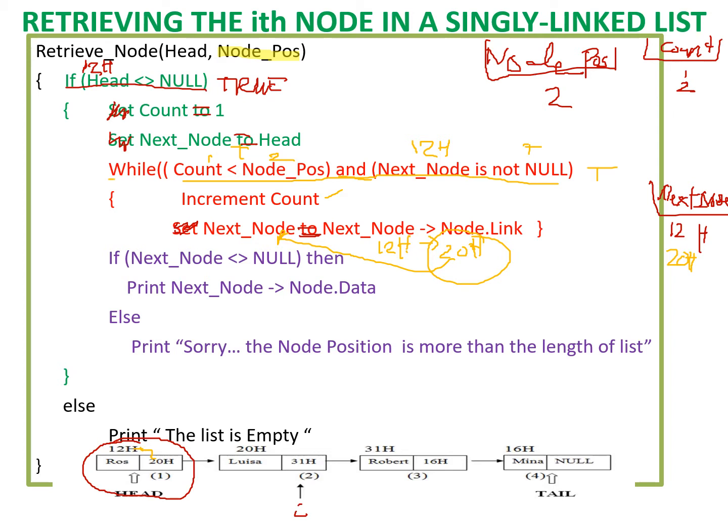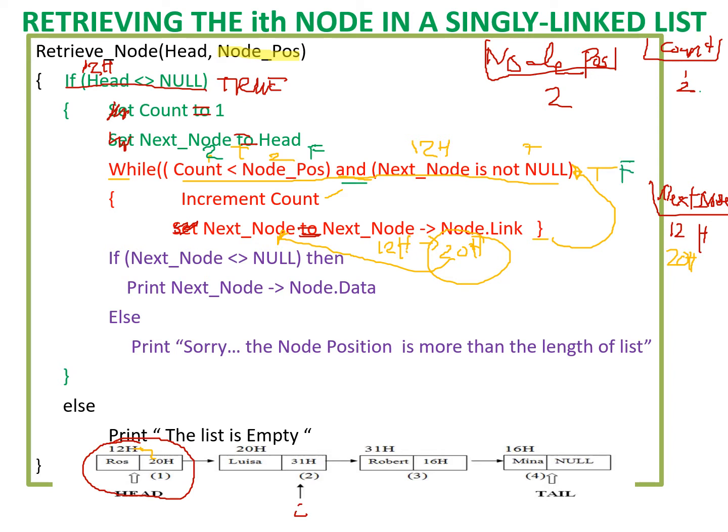The while body ends here, so we have to go back to the while condition. Again, we are going to test the new values. The value of count now is 2, and our node pos is 2. Is 2 less than 2? Very good, so that is false. Once we have a false value in an AND condition, this automatically yields false.